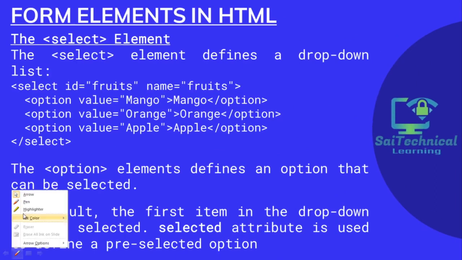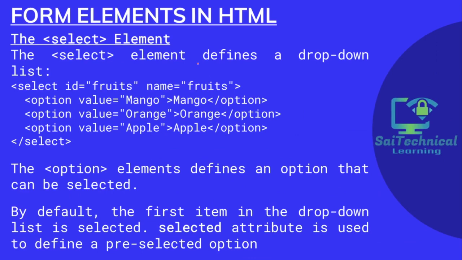Next one is the select element. The select tag defines a drop-down list. If you want to create a drop-down list, then we require the select tag. How to create a drop-down? First, the select tag with an id and a name for the tag. Here we have used the name fruit. If you want to add values to the drop-down, we require the option tag. Here we have used the option tag with value equals to mango, and this mango value will be displayed to the user. We have to close the option tag, and for each value we need to add an option tag, and finally we need to close the select tag.